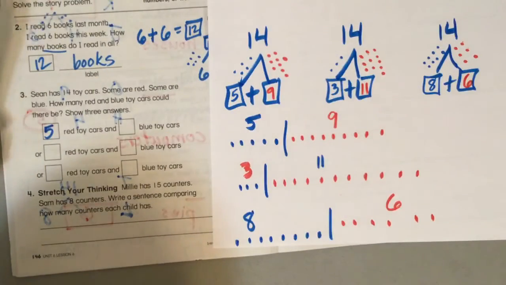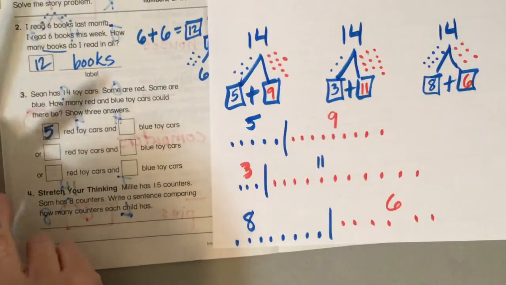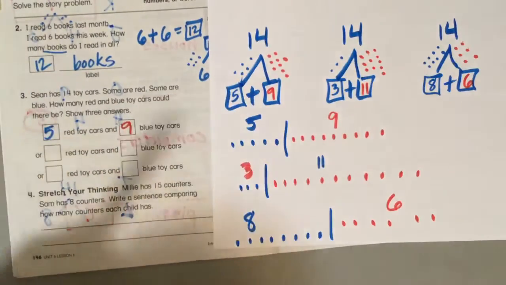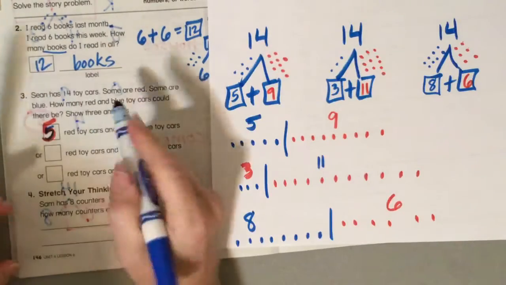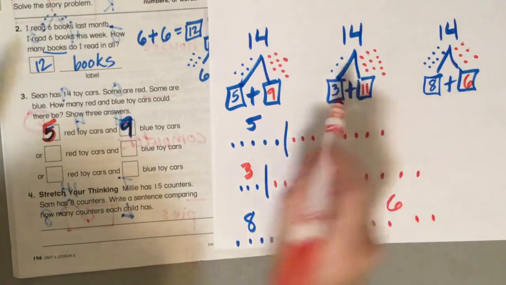Oh, I did the opposite colors, didn't I? Oh, look at me. All right, that's all right. 5 red toy cars and 9 blue. Let's go ahead and put that in the right color, Mrs. White. 5 and 9.